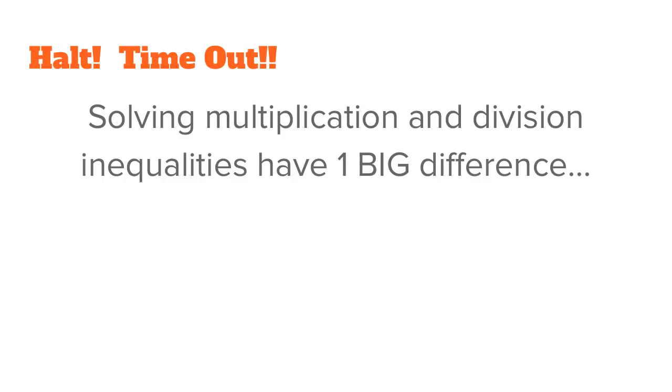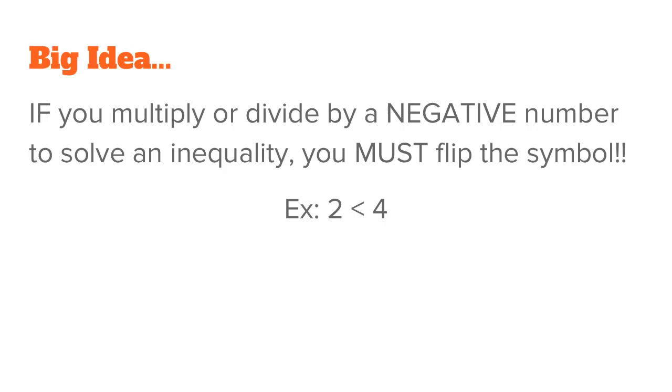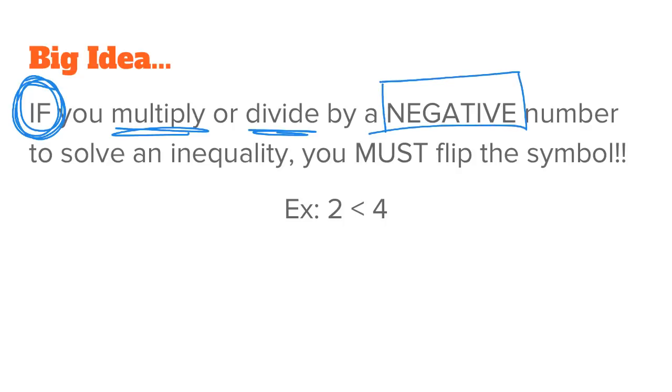All right, so we need a little wrinkle to our process here. We're going to halt, we're going to time out, because when you solve multiplication and division inequalities, there is one big difference you have to remember. If you were to multiply or divide by a negative number, you have to flip your symbol. So let me explain why this is, and then we have to practice it. And it's hard to remember because it only happens sometimes.